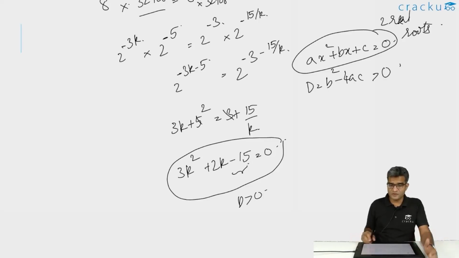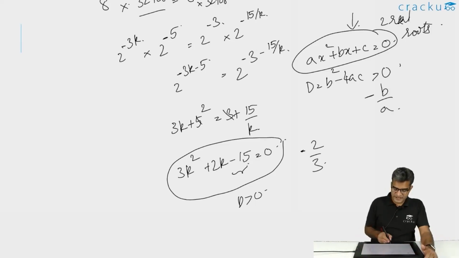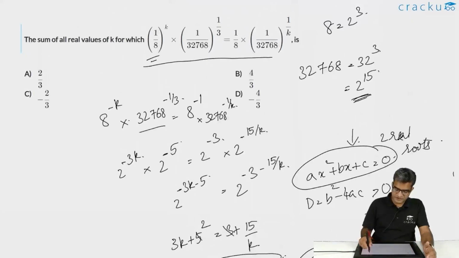So the sum of the roots will be minus 2 by 3, because in this kind of a quadratic equation, the sum of the roots is minus b by a. Here, b is 2, a is 3. So the sum of the roots is minus 2 by 3. So the answer for this question is option C.